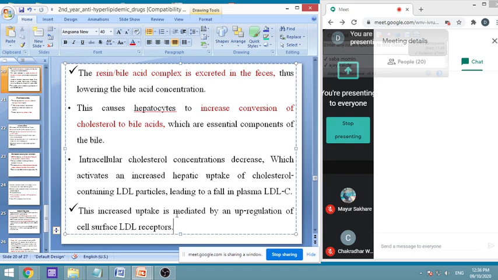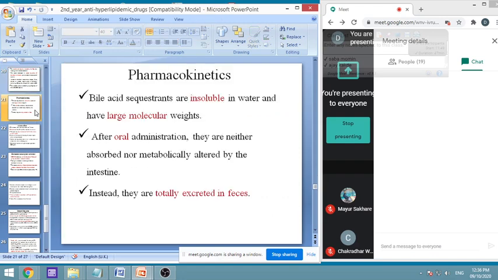We have seen the mechanism earlier of how this upregulation of LDL receptors occurs. While studying HMG-CoA reductase inhibitors, we saw that because of less production of intracellular cholesterol, the receptors for LDL will be formed, and more receptors will be there. Because of that, more LDL will be able to bind with the receptors. So more surface LDL receptors will be formed, and thus the blood or plasma LDL levels will decrease. These resins are insoluble in water and have a large molecular weight. After oral administration, they are neither absorbed nor metabolically altered by the intestine. They are excreted as such in feces.